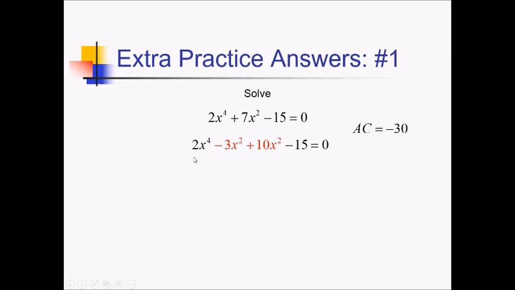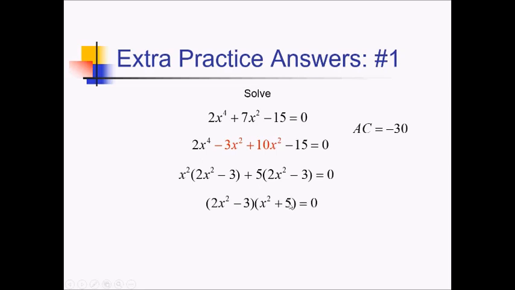So taking a look at the first two, I can take out a common factor of x squared. That leaves me with 2x squared minus 3. And then for the last two, I can take out a 5. That leaves me with 2x squared minus 3. Now I can take out 2x squared minus 3, and that leaves me with x squared plus 5 in the other parentheses.